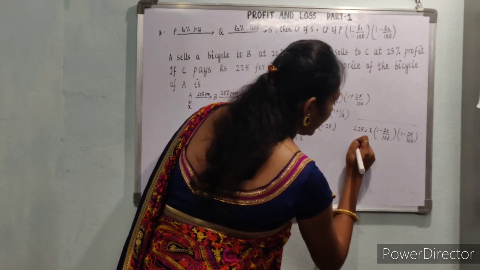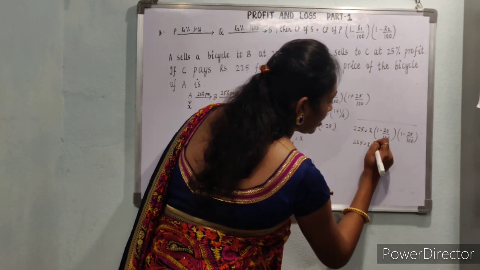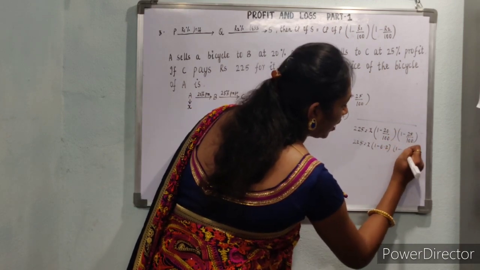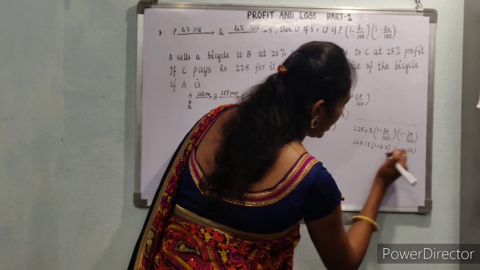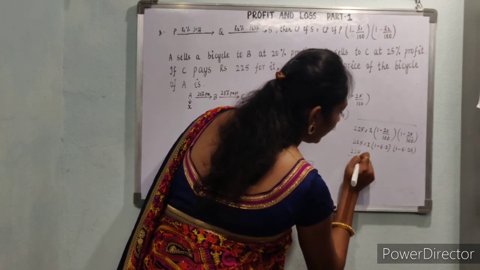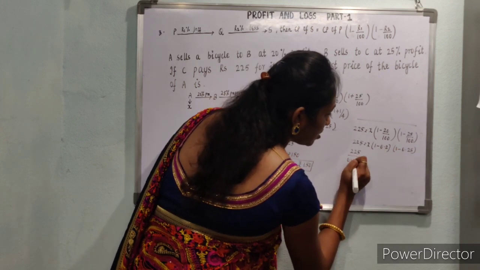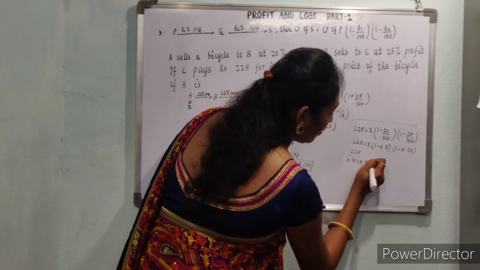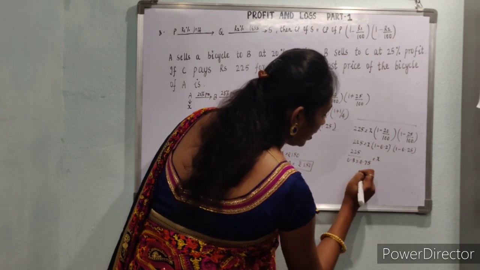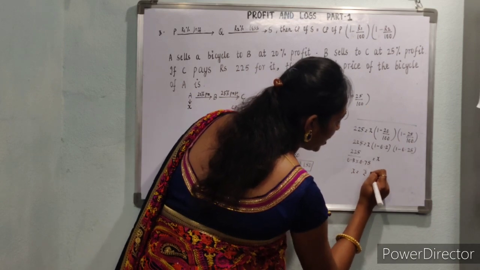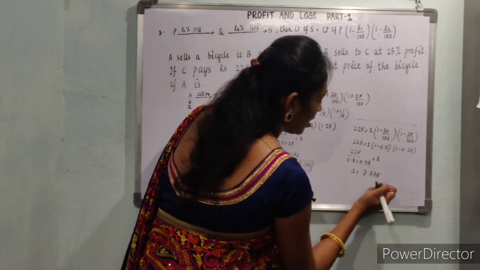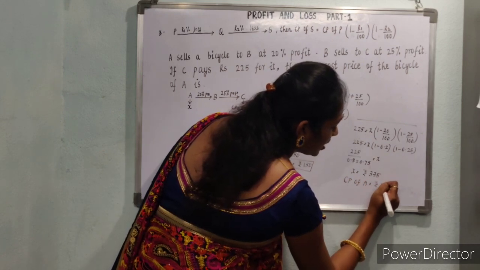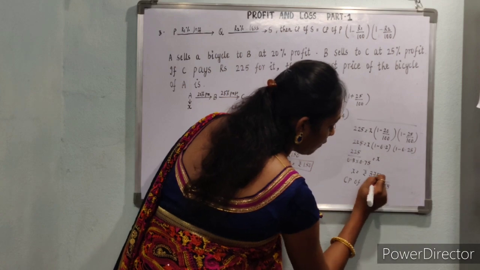So when we solve it, we'll get 225 equal to X into 1 minus 1 by 5, which is 0.8, into 1 minus 0.25, which is 0.75. So 225 divided by 0.8 into 0.75. When you solve it, we'll get the value of X as rupees 375. So the cost price of A is rupees 375.